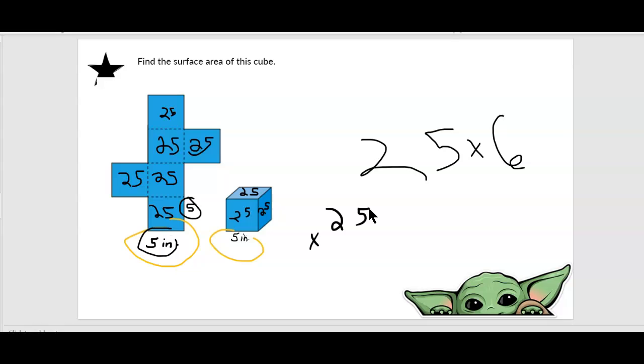25 times 6. See, that's 30. 6 times 2 is 12, 13, 14, 15, 150. 150 inches squared. That's how much it would take to cover up all of this stuff. It's like 5 on this side, 5 by 5. So there's like 25 squares here, 25 here, 25 little square inches here, and then on the other 3 sides too.